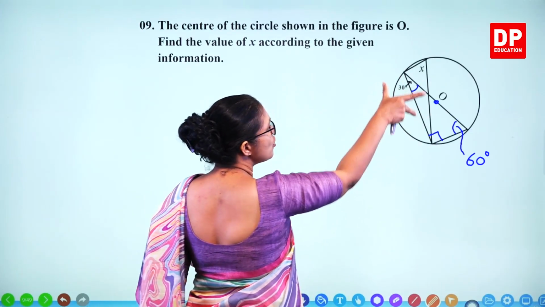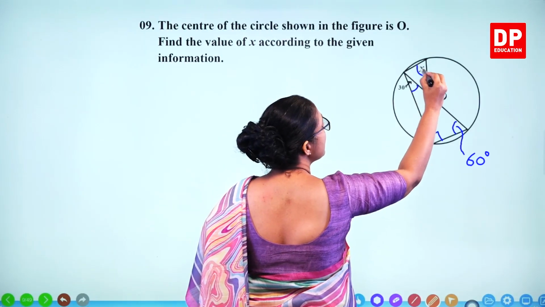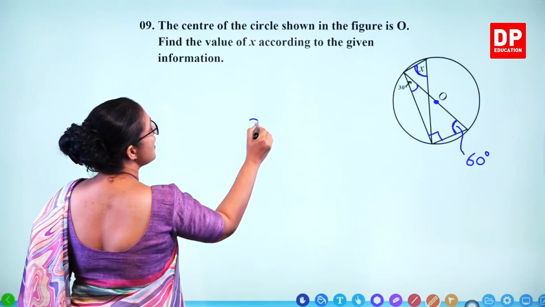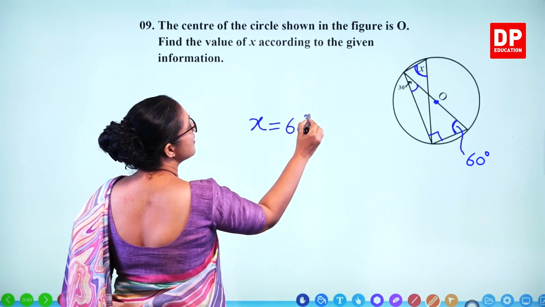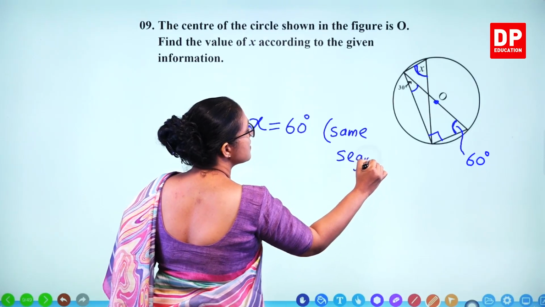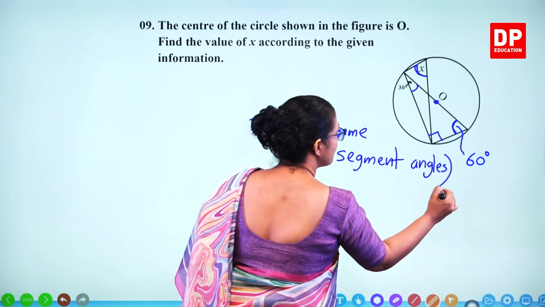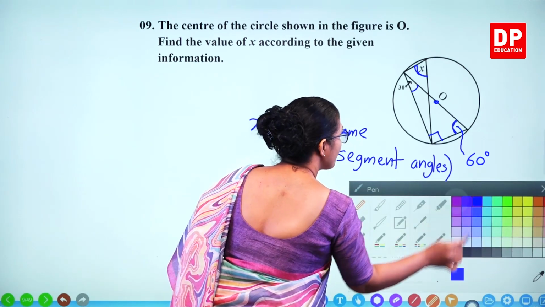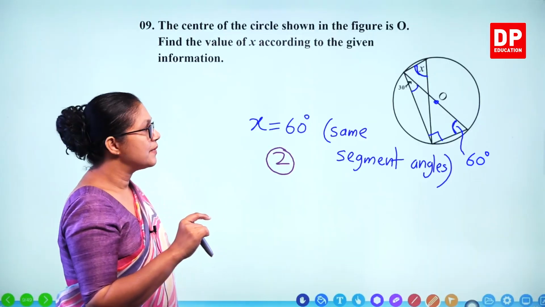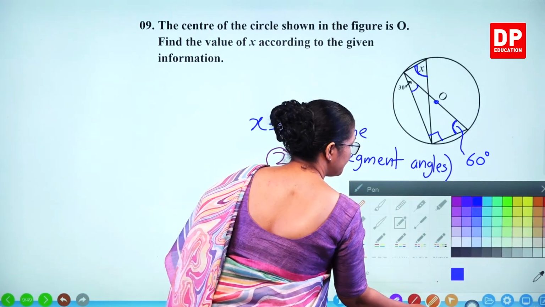We need to find out this angle. What can you say about this angle and this angle? This is same segment angles. This and this are same segment angles. So straight away x is 60. Same segment angles. You can show all the information on the diagram itself. Mark everything and write down the value. You get full marks.